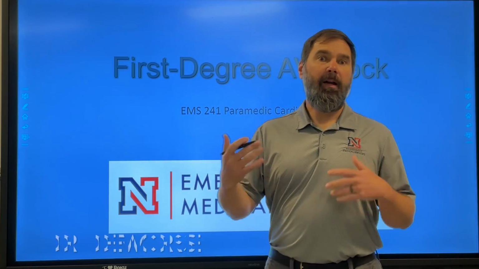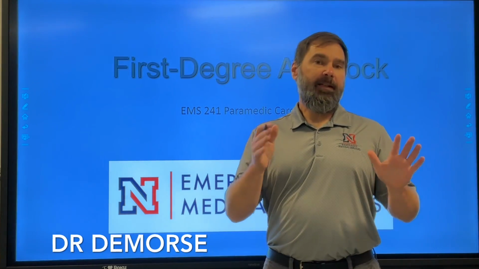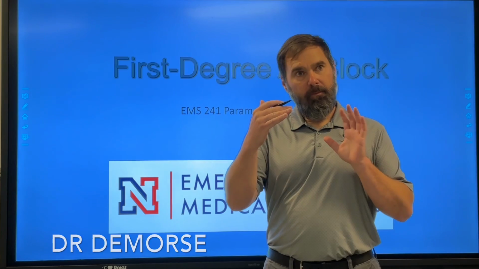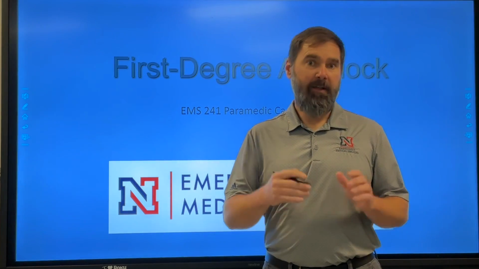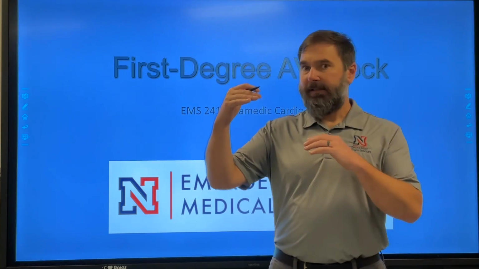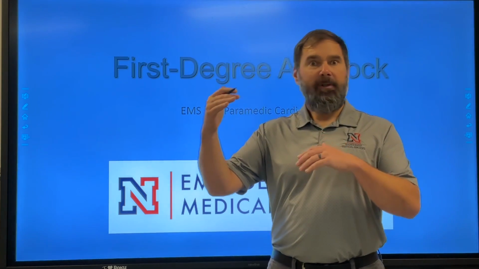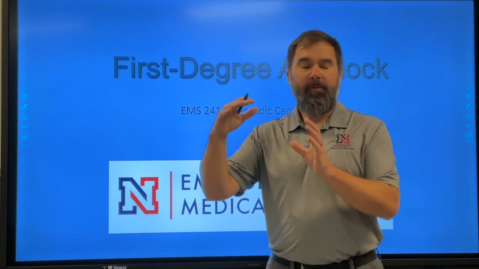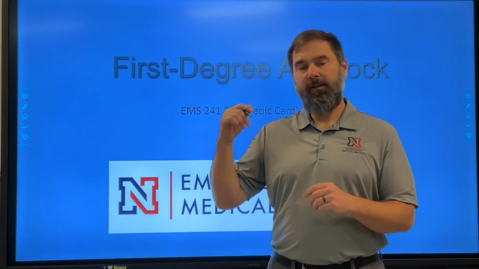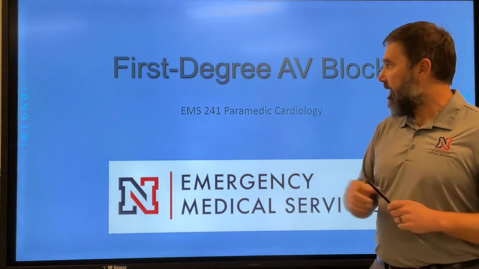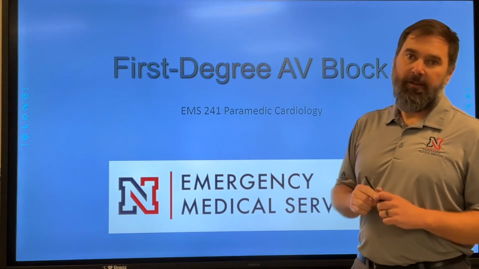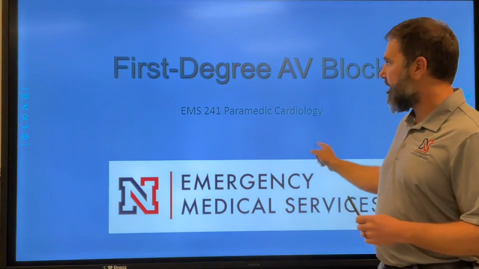So now you know what an AV block is. Now we're going to look at how to differentiate which type of AV block we have. So again, an AV block is an incomplete or complete miscommunication between the atria and the ventricles, and it's all because of the AV node. One thing we're going to look at, the first one, is a first degree AV block. So what is a first degree AV block?